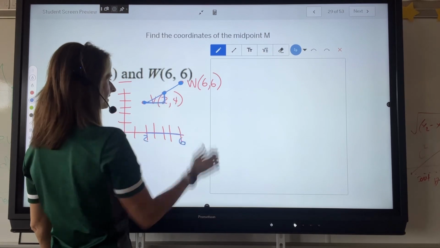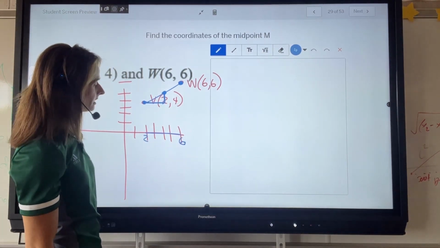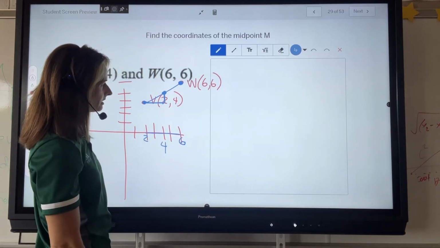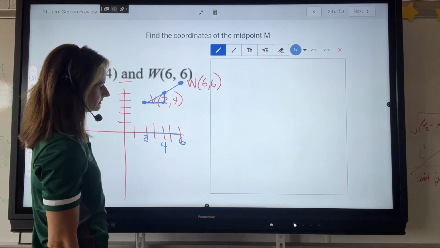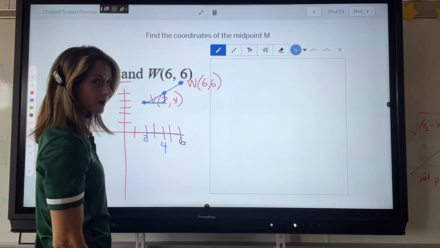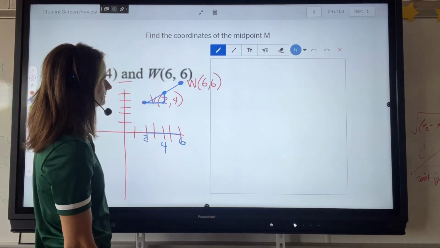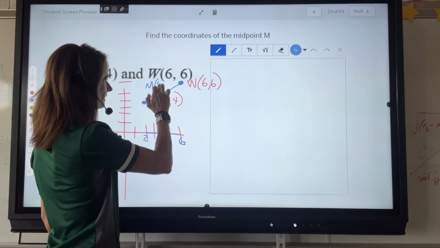That's the midpoint. What is that ordered pair? 4. What's right in the middle of 4 and 6? 5. Yeah. So that point is at 4, 5. That's it. That's the midpoint. Midpoint, and I'll use an M for midpoint, is at 4, 5.